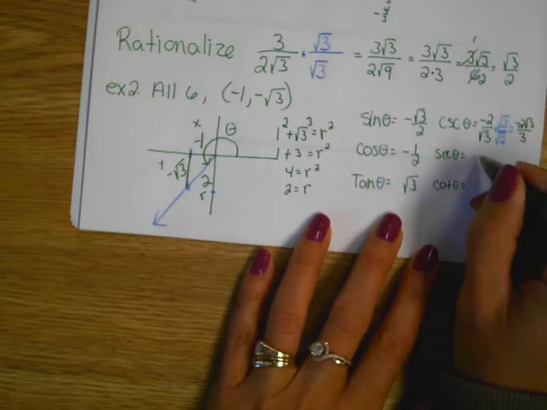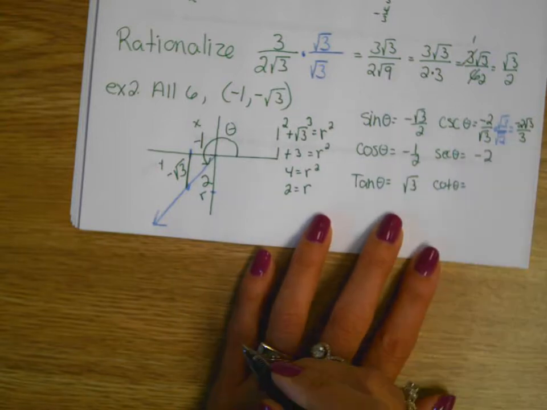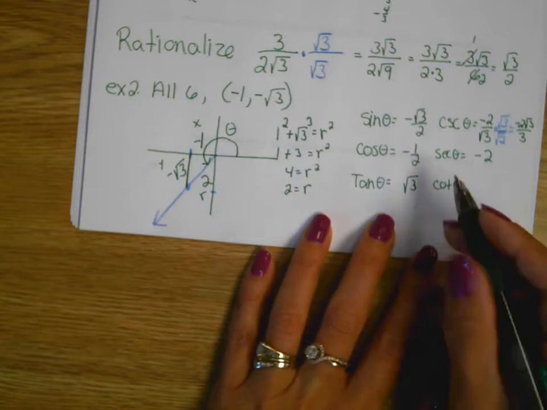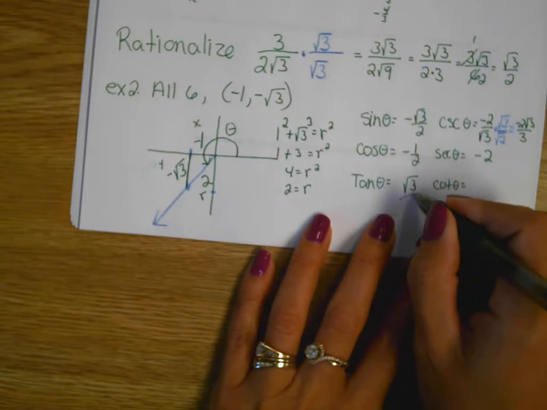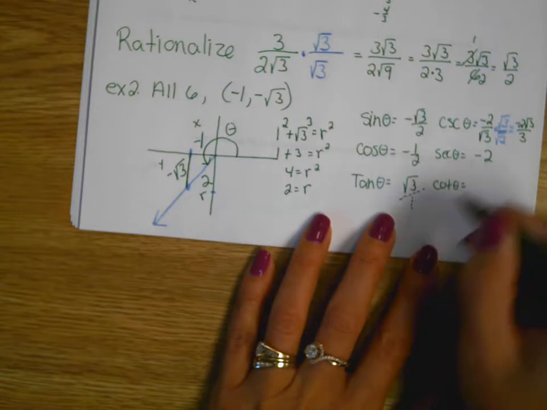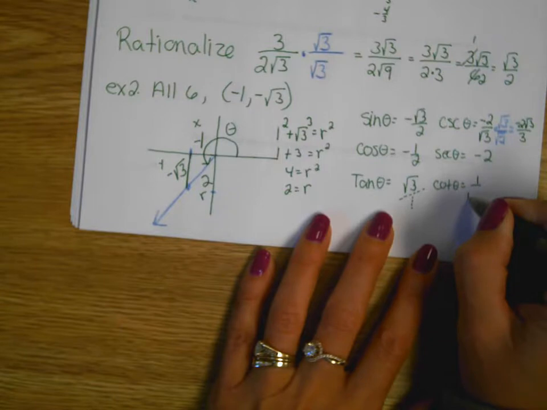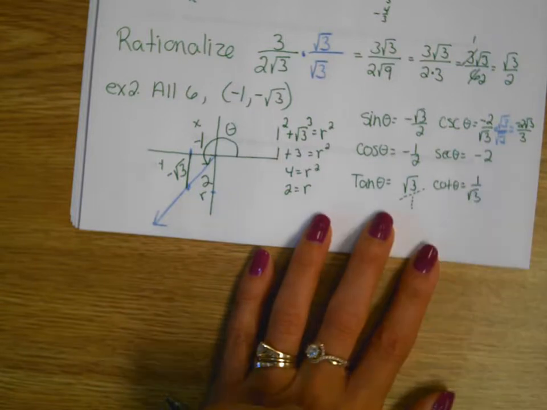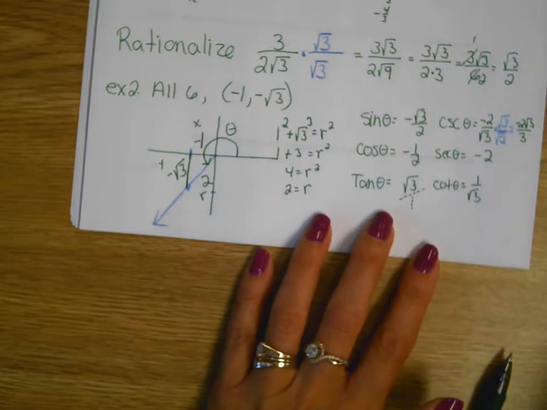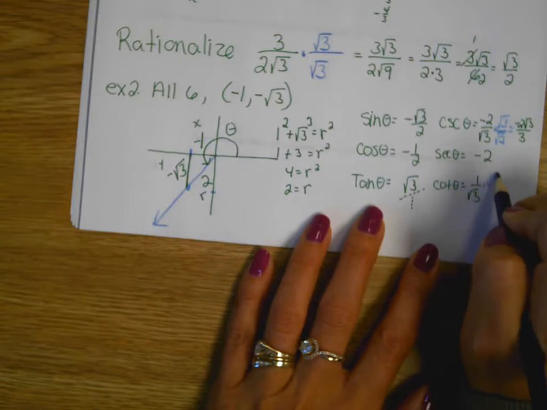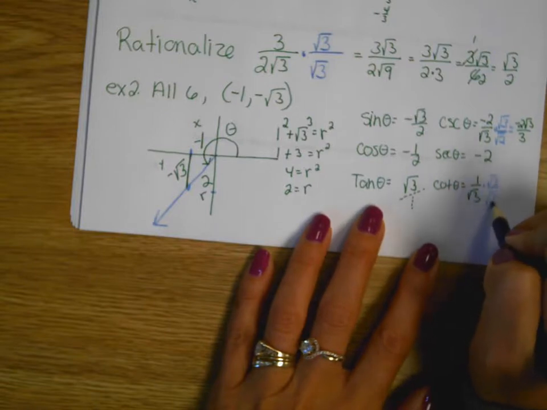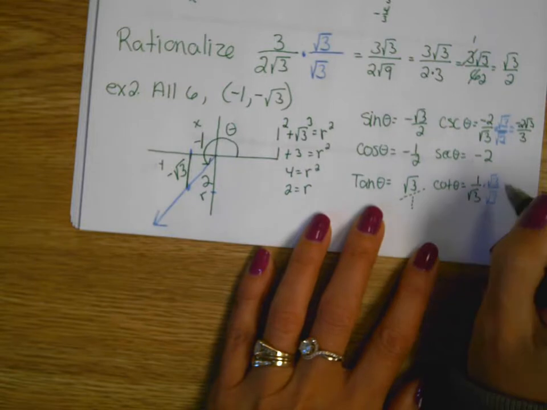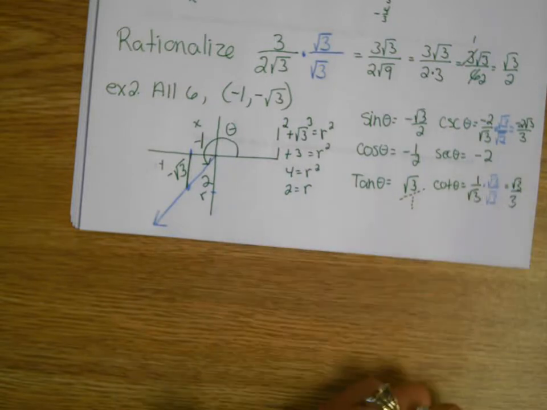Okay, flipping over negative 1/2, just negative 2. Now I've got to go back and see the 1 underneath here so that I can flip it over. This becomes 1 over square root of 3, which needs to be rationalized again. Okay.